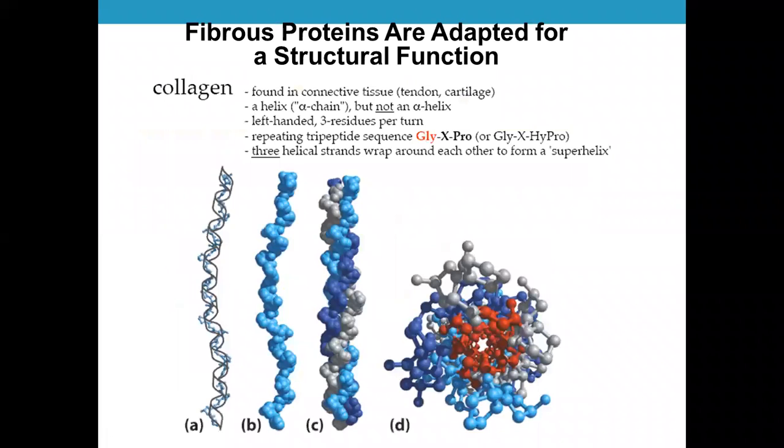Another structural protein we have is collagen, found in connective tissues, tendons, and cartilage. Again you see an alpha chain, but not an alpha helix. This one is left-handed, with 3 residues per turn. The common repeating tripeptide sequence is glycine, X, and hydroxyproline. Three helical strands wrap around each other to form a super helix.